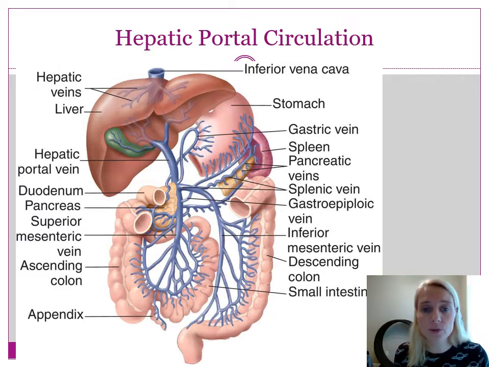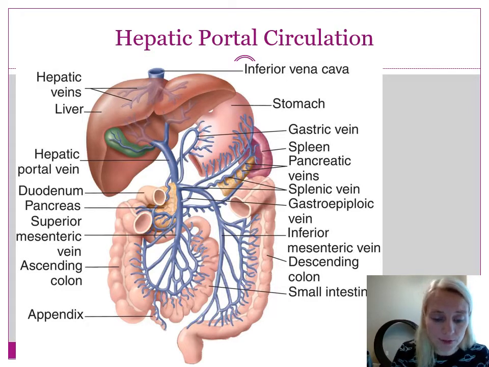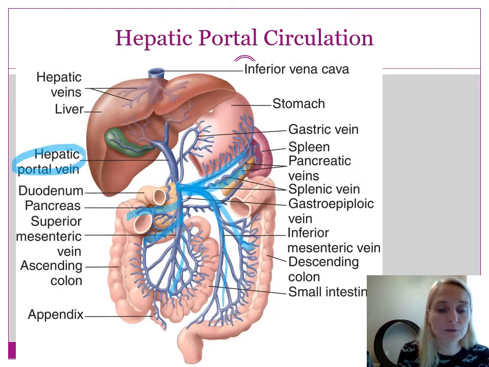Well, this is a portal circulation. We had one in the endocrine system. Remember that from the hypothalamus down to the pituitary gland, 2 sets of capillaries. So that's kind of what we're seeing here. So all of this digestive viscera drains all of their blood. Instead of draining back into the inferior vena cava, it drains to this large vein called the hepatic portal vein.